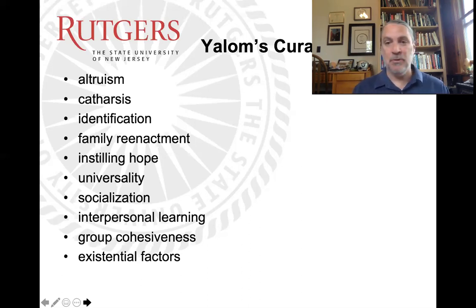Interpersonal learning, people learn from each other. Very often, I notice people in a group learn more from the peers than they actually do from the facilitator, and that's a good thing. Group cohesiveness, they form a group identity together, and they stick together. Anything you go through, especially anything difficult, there's a bond there that gets created with the people around you. And then existential factors. Everybody kind of struggling with the same greater questions about life, and now you're on a journey with a bunch of people doing the same thing.